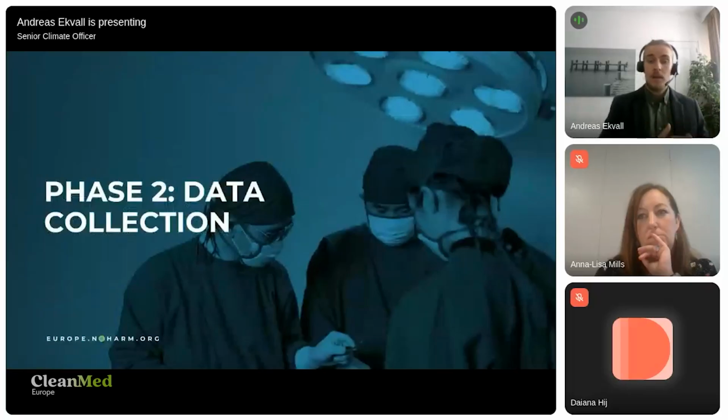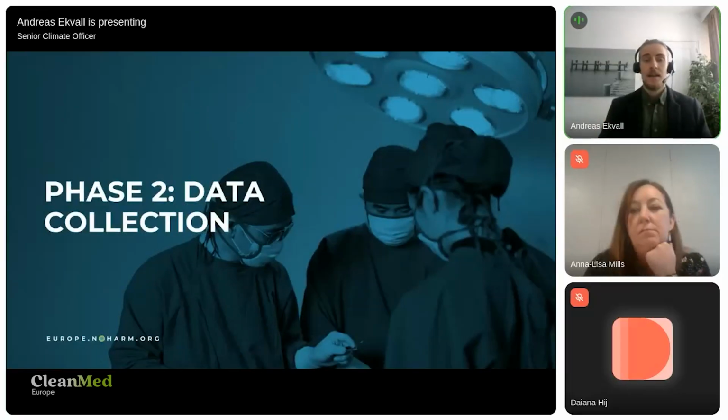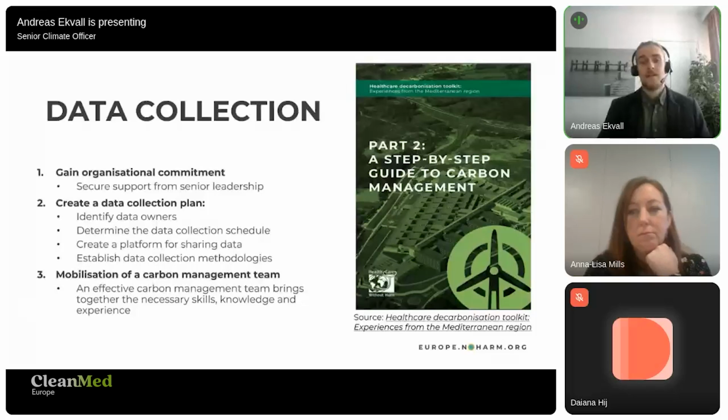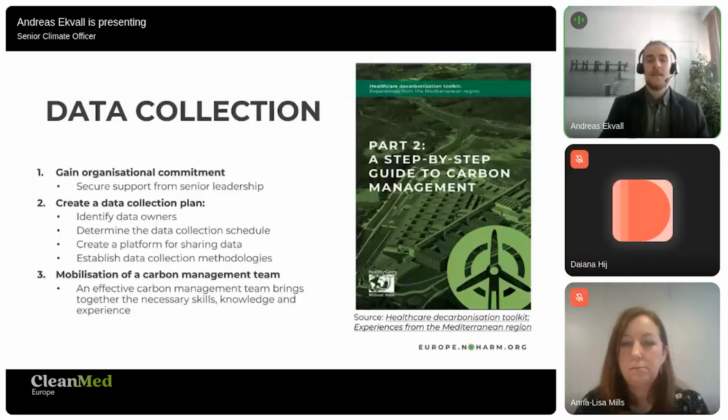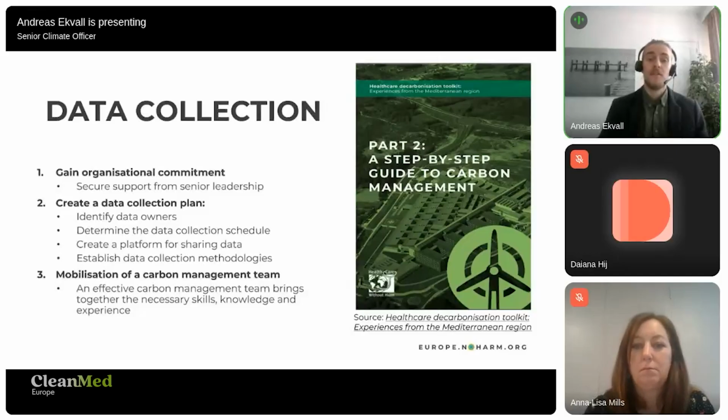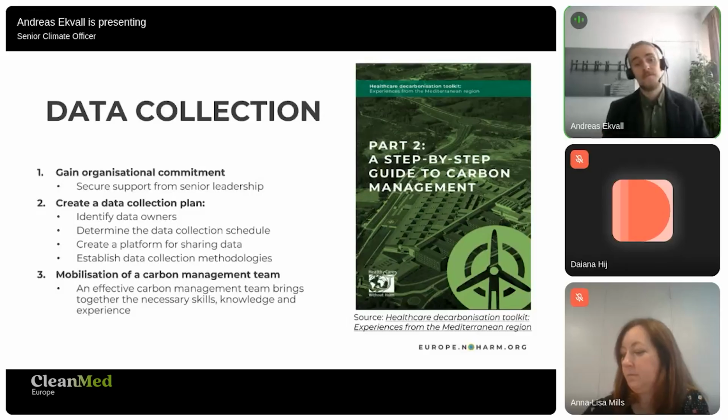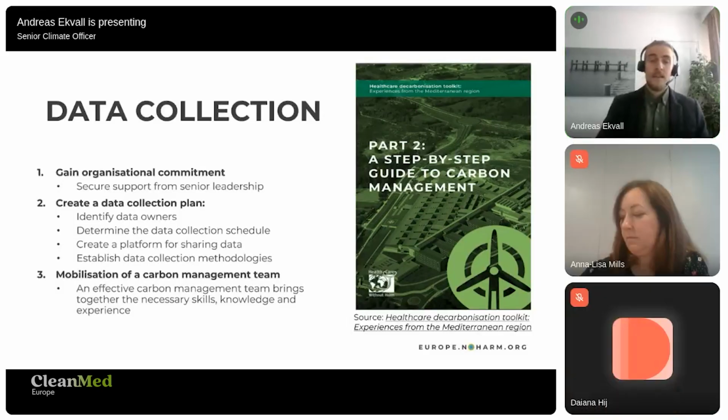After determining the goal and the boundaries, the next step is to collect the data needed for calculating your carbon footprint. For data collection, I recommend reading the second part of the Healthcare Decarbonization Toolkit called A Step-by-Step Guide to Carbon Management. In general terms, the first step for collecting data is to secure organizational commitment, because data collection requires several parts of the organization to contribute. Next, we need a solid plan for gathering the data.